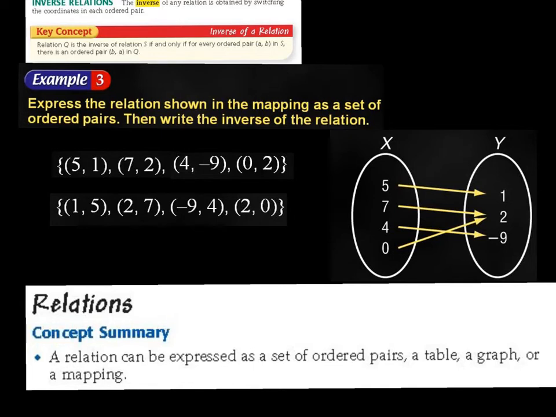In summary, a relation can be expressed as a set of ordered pairs, a table, a graph, or a mapping.